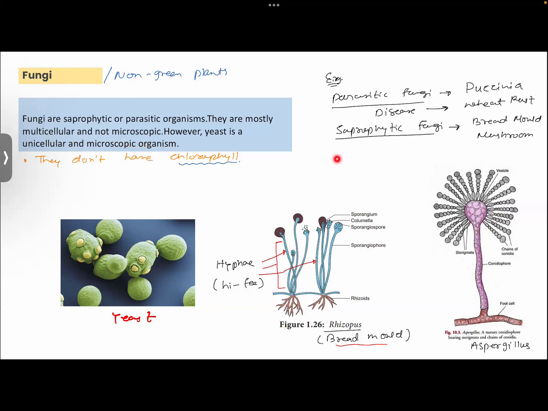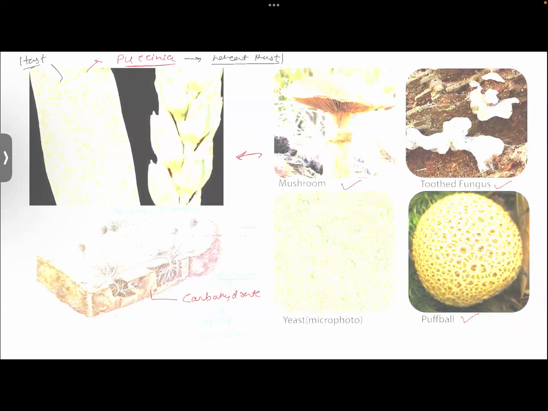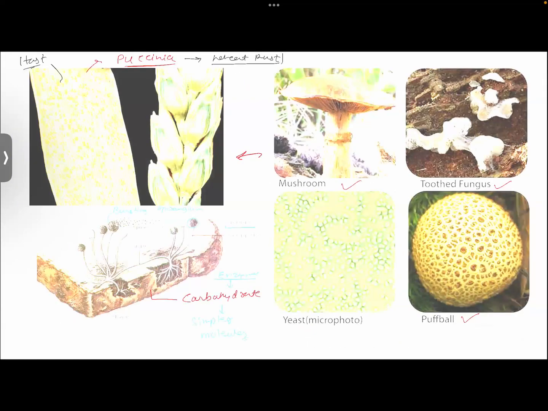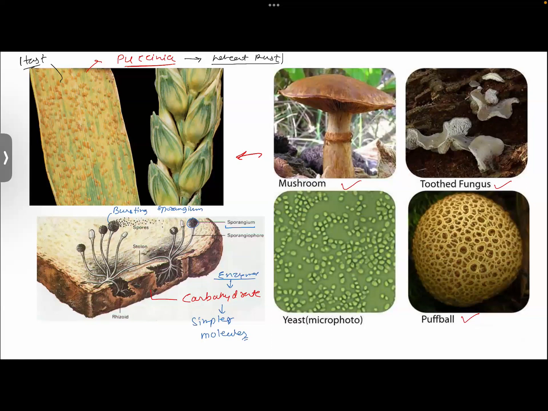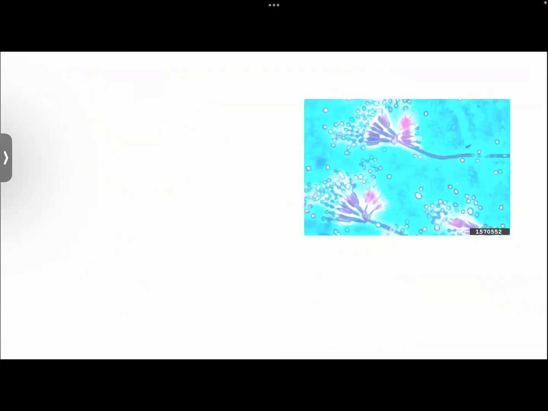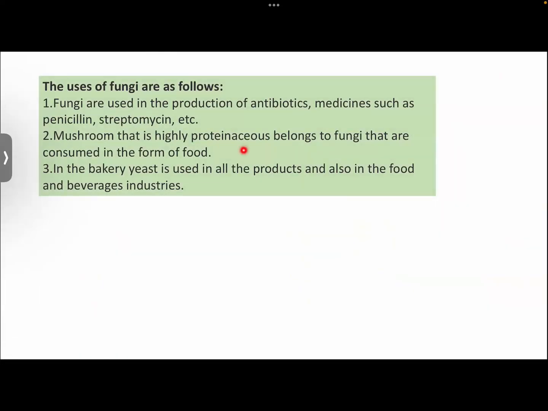For example you have yeast, or you have the example of penicillium. So these were some of the examples of unicellular fungi, and we had examples of multicellular fungi as well. We learned about these things. After having learned about this, we learned about the uses of fungi also. Like fungi are used in the production of antibiotics, medicines such as penicillin, streptomycin.